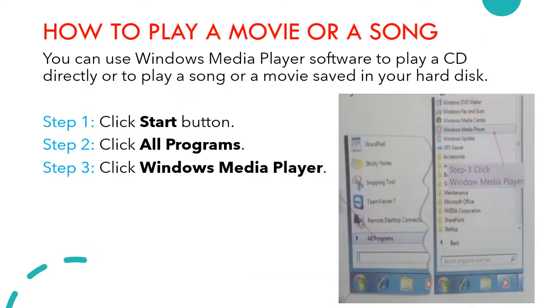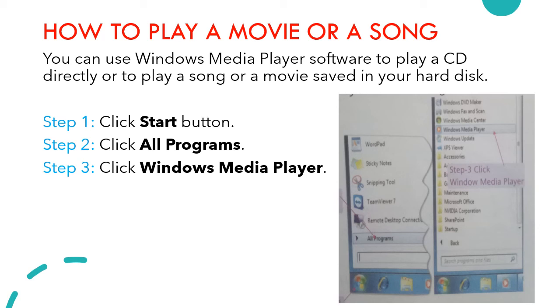Now after installing the software, we can play a movie or a song. Now see how we can play a movie or a song. You can use Windows Media Player software to play a CD. After installation of the software, you have to use the Windows Media Player software to play a CD directly, or to play a song or a movie saved in your hard disk.